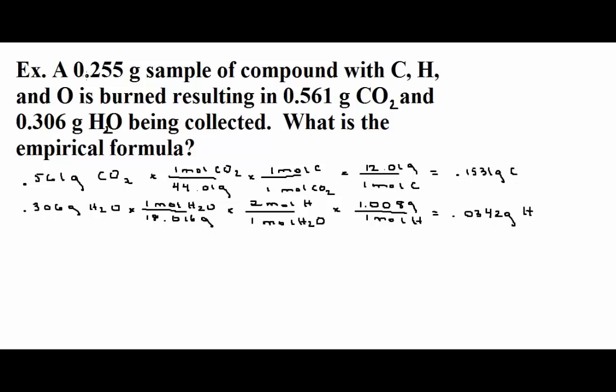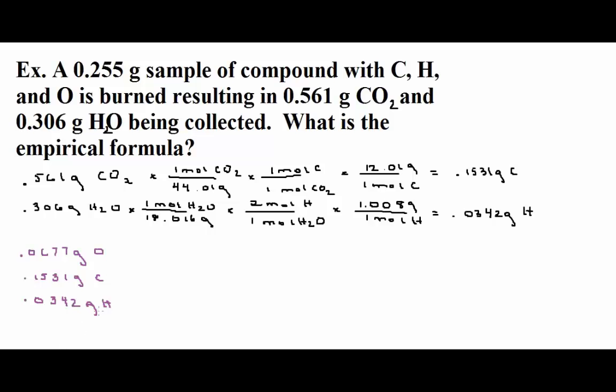Now, if the hydrocarbon had this amount of carbon and this amount of hydrogen and had a total mass of 0.255 grams, I can then calculate the mass of oxygen by subtracting. And so what I'm going to do right here is write out the amount of each element that I have. So for this problem, I have 0.0677 grams of oxygen. I have 0.1531 grams of carbon, and I have 0.0342 grams of hydrogen.